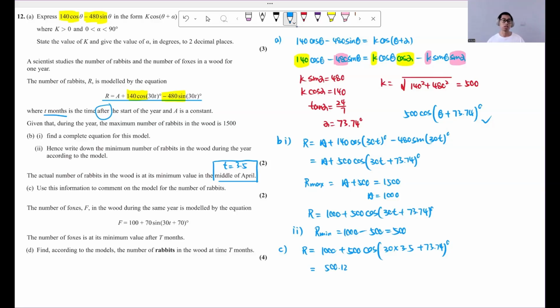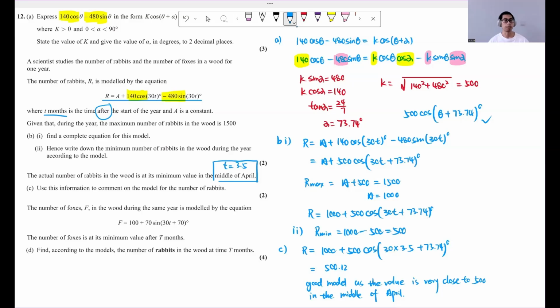That gives us 500.12, which is very close to 500. So I would say this model is very accurate because the answer is very close. It's a good model, as the value is very close to 500 in the middle of April.